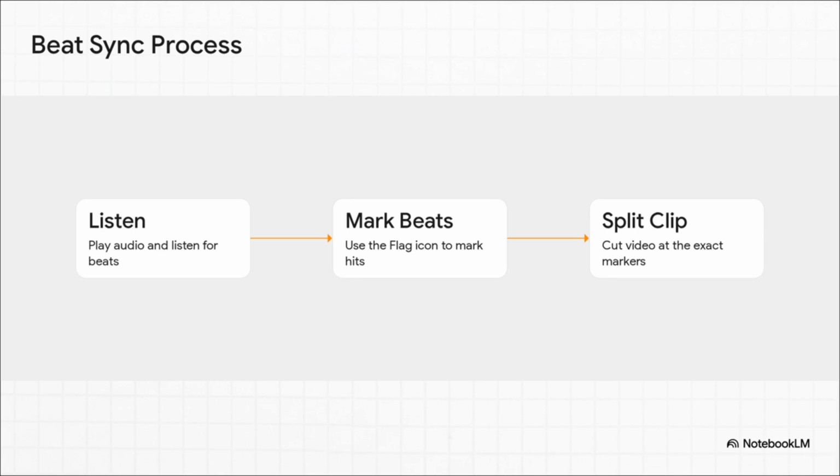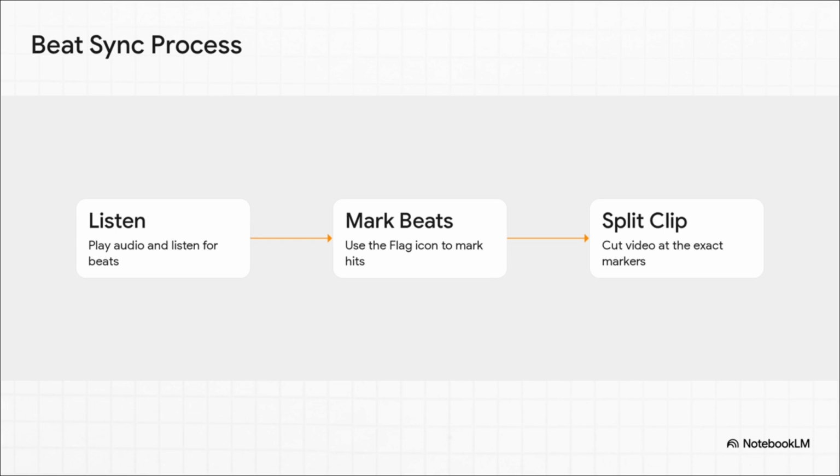Tap on your music track down in the VN timeline and select the Beats menu. Just play the audio and listen closely. Every single time you hear a strong hit or heavy bass drop, tap the little flag icon to mark that exact beat. Once your track is all marked up, hop back to your video timeline, move the playhead exactly to those little flag markers, and use the split tool on your video clip.